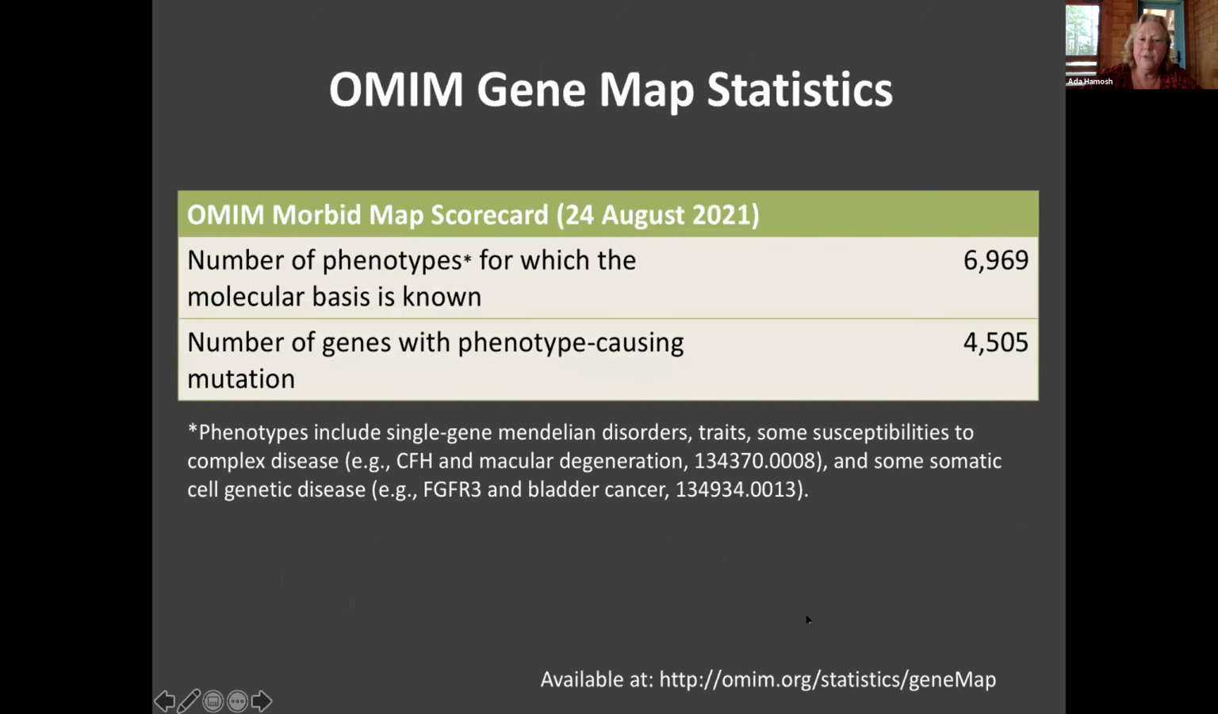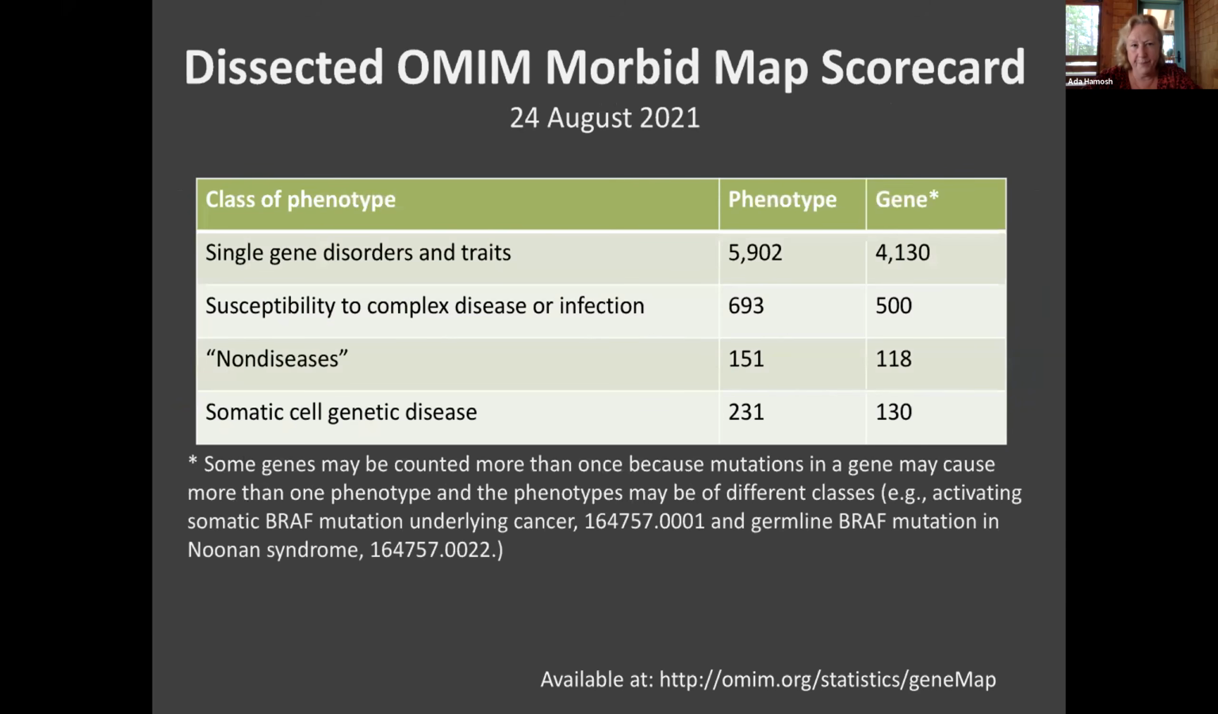Okay. Now, the morbid map scorecard is where, I showed you that graph of the growth of gene-phenotype relationships. So this is where we track that daily. So the number of phenotypes, which can include different kinds of phenotypes, not just single gene disorders, for which a molecular basis is known, is very close to 7,000. And the number of genes with phenotype-causing mutations was 4,505 as of 2 days ago.